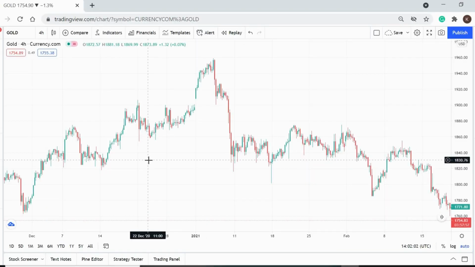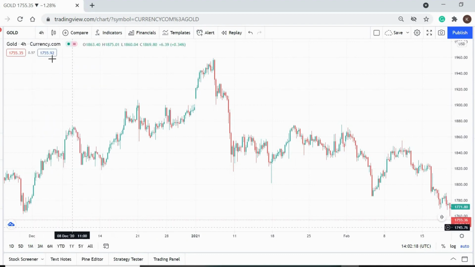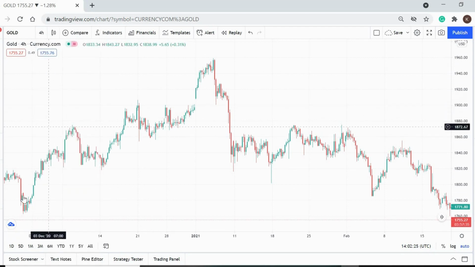Okay, this is an example for the uptrend market, so we're using the uptrend line. Right now I'm choosing the gold chart and I'm using the 4 hour time frame. You can choose whichever time frame you need, but I'm choosing the 4 hours. For the first step, we need to identify whether the market is uptrend, downtrend, or sideways. And then we know how to use the trend line.